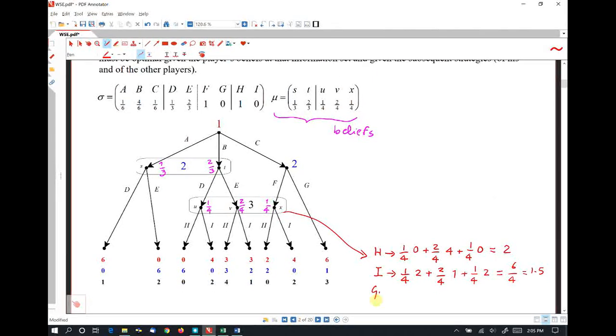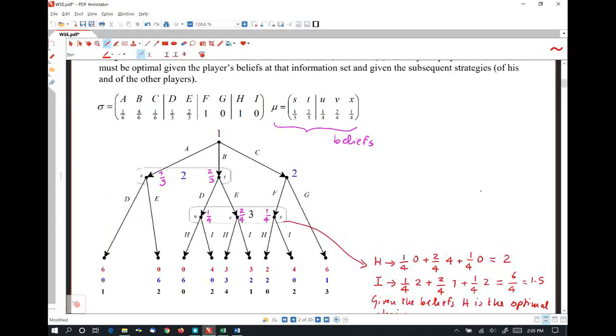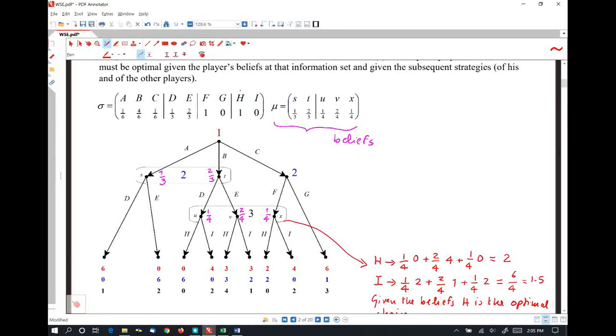So given the beliefs that we have specified, H is the optimal choice. So now we go and check what choice is specified by sigma, and we see that in fact sigma says that player 1 chooses H with probability 1 for sure. So I'll write SR for sequentially rational. SR is equal to sequentially rational.